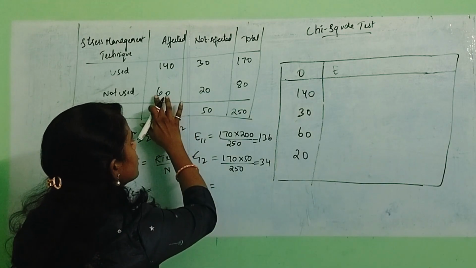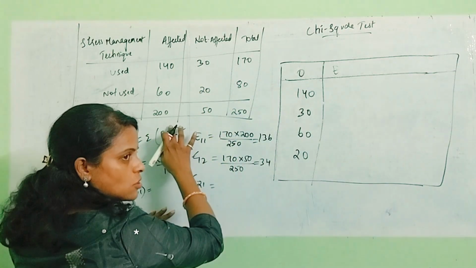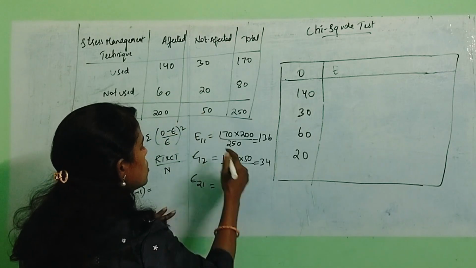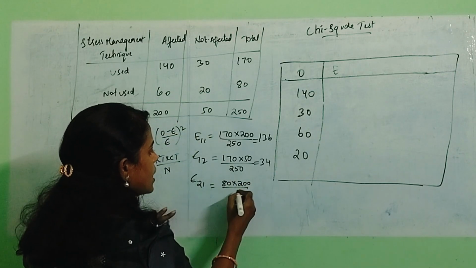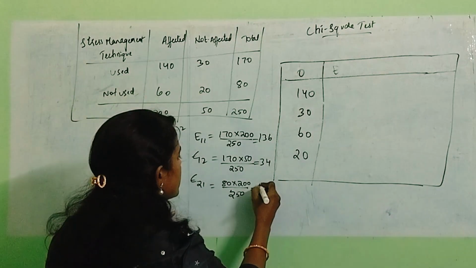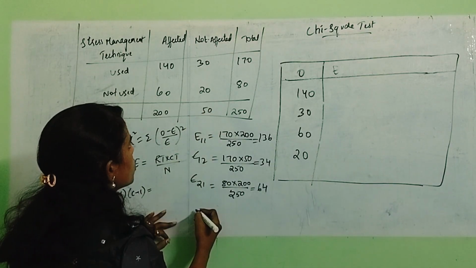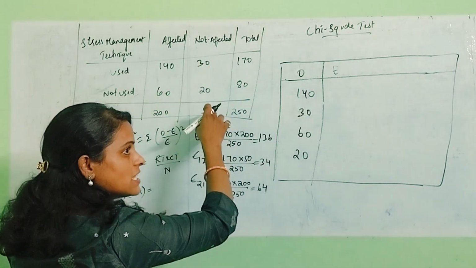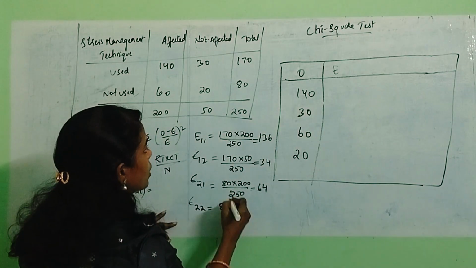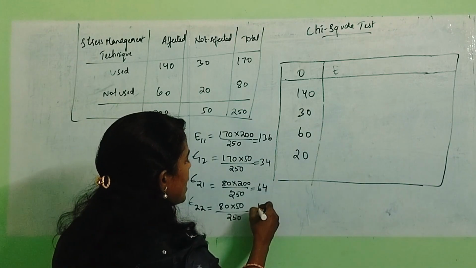Next, E21. That is the second row, first column. The second row's total is 80, into the column total 200. 80 into 200 by 250. What is the value? That is 64. Then the next value is second row and second column, that is E22. The row total is 80 and the column total is 50. So 80 into 50 by 250. What's the value? That is 16.